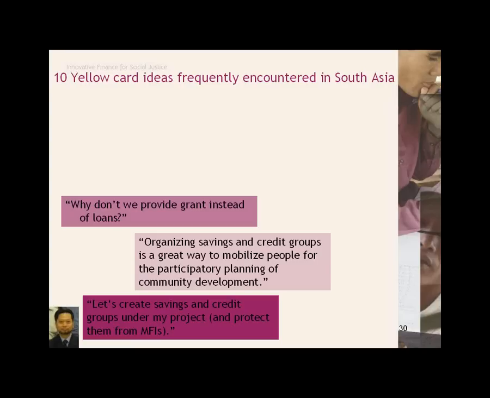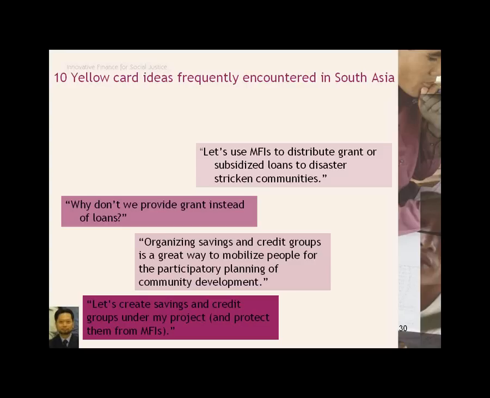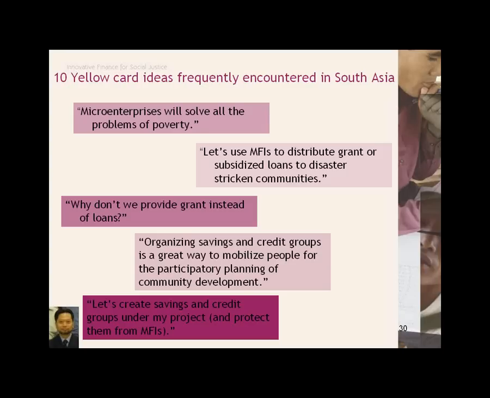Number 8. Why don't we provide grant instead of loans? Okay, forget about microfinance. Number 9. Let's use microfinance institutions to distribute grant or subsidized loan to disaster-stricken communities. Lots of technical questions on this. Number 10. Microenterprises will solve all the problems of poverty. I wish so.